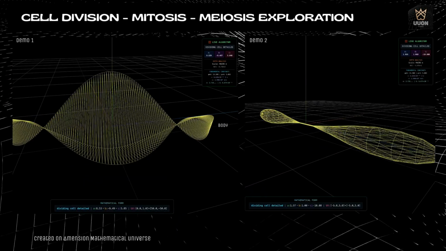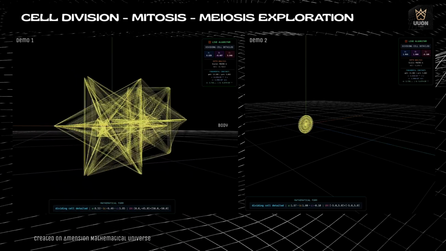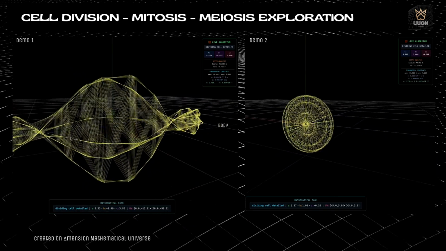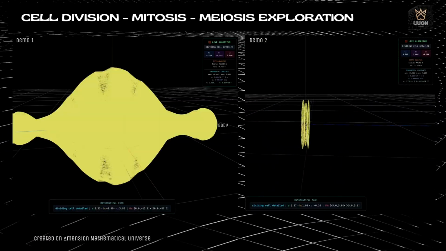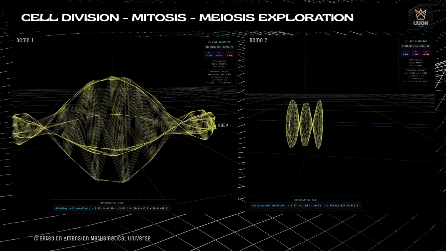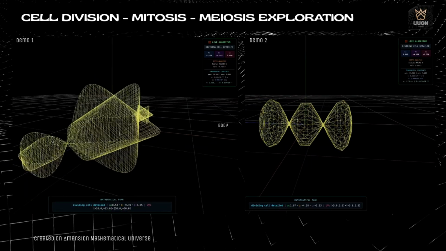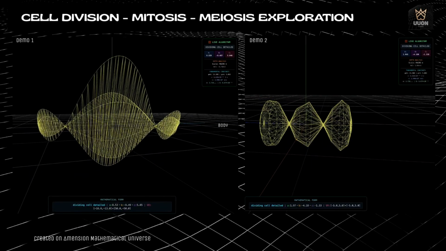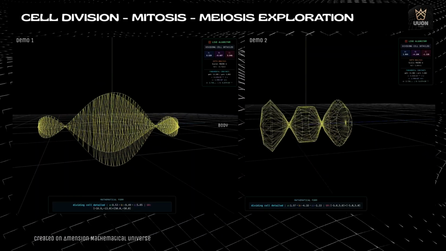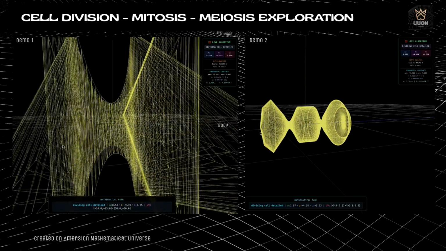Each adjustment to our parameters reveals different aspects of the division process, from the initial stages of DNA replication during interphase to the dramatic restructuring that occurs during mitosis or meiosis. As we rotate and examine this structure, notice how the cellular geometry transforms. The orange filamentous networks you observe represent the dynamic cytoskeletal elements that orchestrate division. These aren't static structures but rather active participants in the choreographed dance of cellular reproduction.